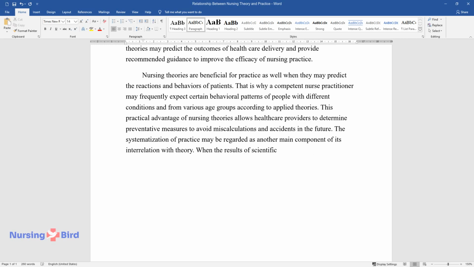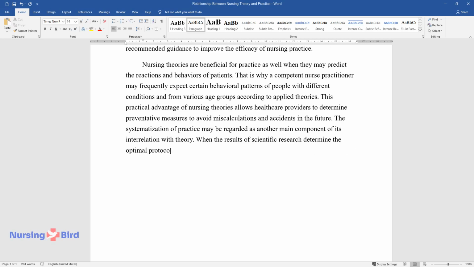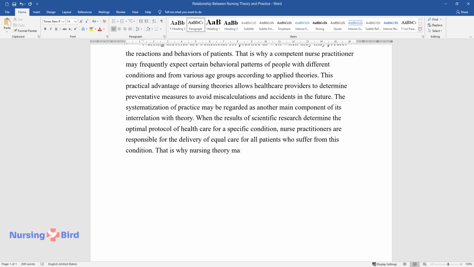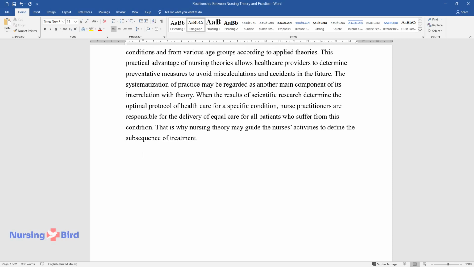The systematization of practice may be regarded as another main component of its interrelation with theory. When the results of scientific research determine the optimal protocol of healthcare for a specific condition, nurse practitioners are responsible for the delivery of equal care for all patients who suffer from this condition. That is why nursing theory may guide the nurse's activities to define the subsequence of treatment.